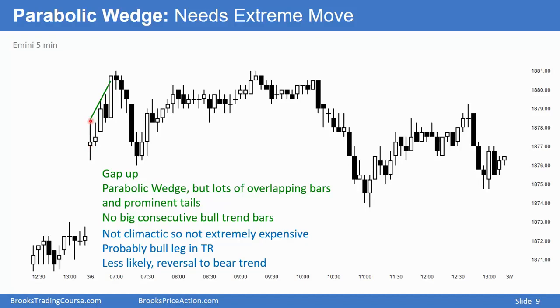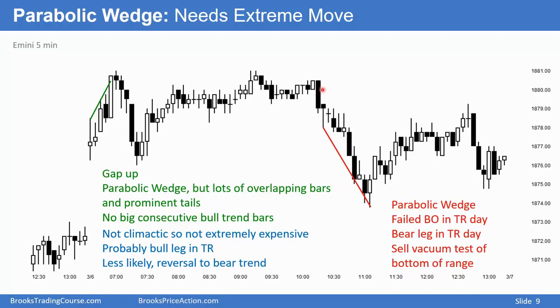Without the climactic look to it, without extreme buying, consecutive big bull trend bars closing on their highs, this is more likely going to be a bull leg in a trading range rather than a climactic end of a rally and the start of a bear trend. The bears had a chance here, but you can see once the market got to the prior low, traders bought it. Trading range behavior, new low, reversal up.